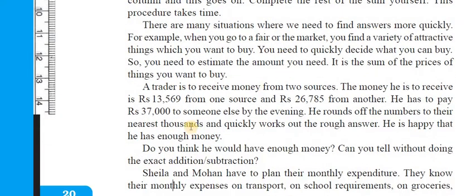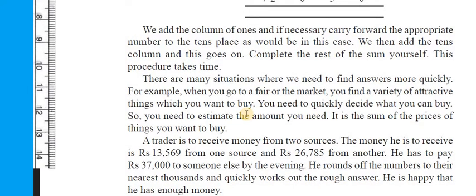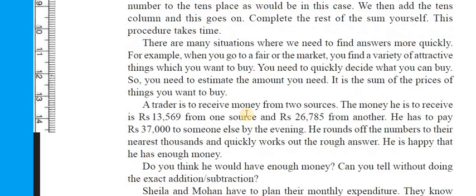So do you think he has enough money? Can you tell without doing the exact addition? So we did it without doing the exact addition, right? 14 plus 27, how much? 41,000, and he has to pay 37,000. Yes or no? So he has to pay 37,000. He has enough money to pay that. So what do you think? Yes, he has enough money.